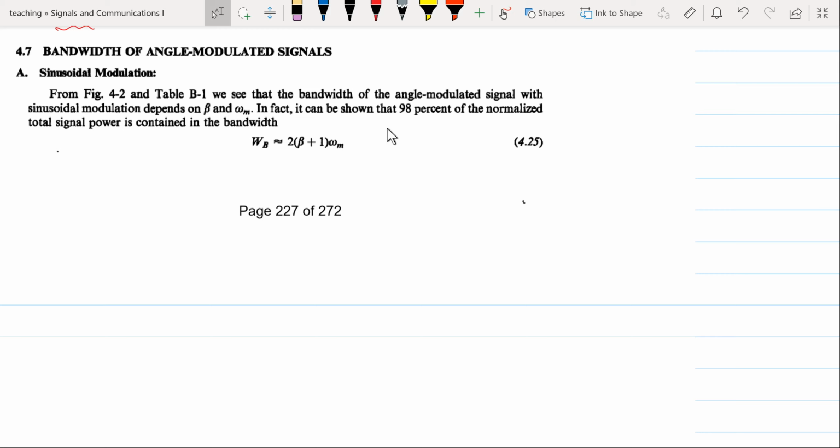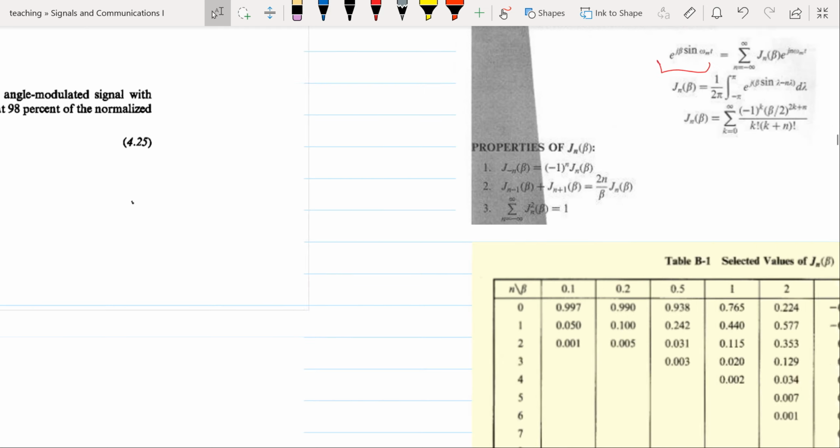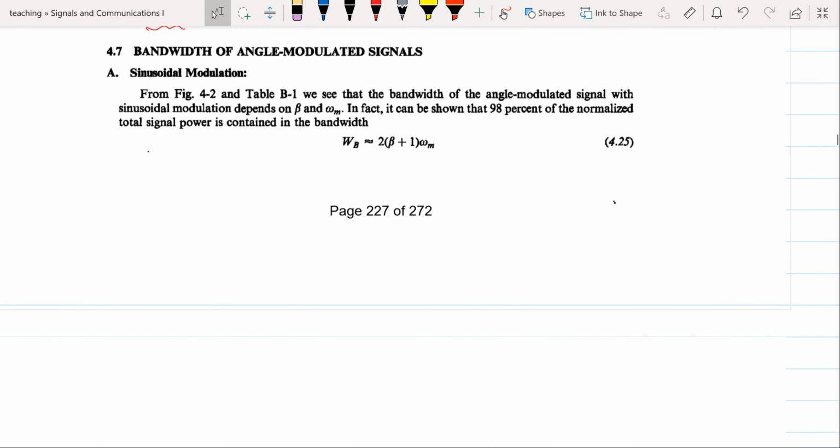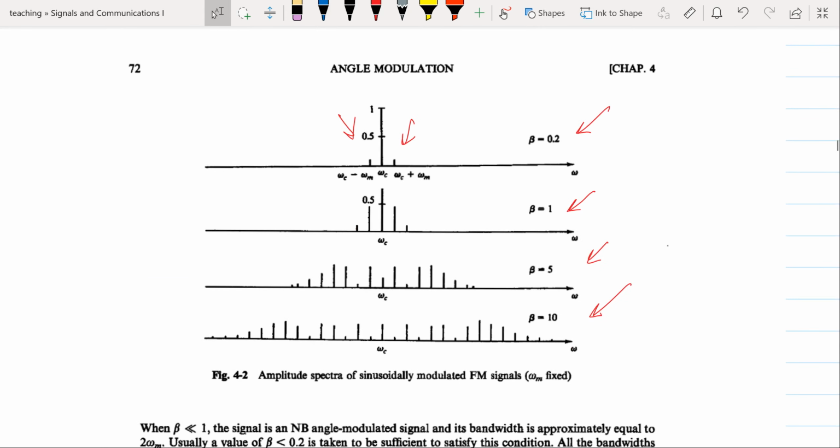And now we try to evaluate the bandwidth of angle modulated signals. We start with sinusoidal modulation, or sinusoidally modulated waves. We look at figure 4.2 and table B1. Table B1 is the one that I have shown you right here, and table 4.1, 4.2 is the one that is right here.